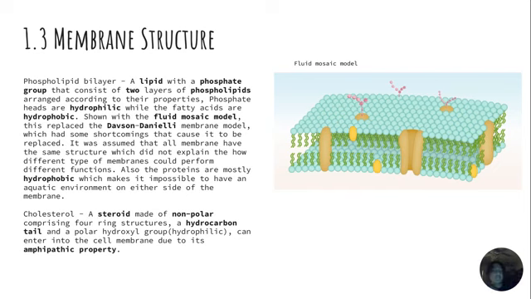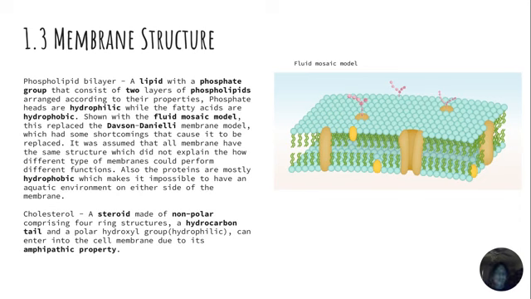This model replaced the Davson-Danielli membrane model because of this older model's shortcomings. It assumed that all membranes had the same structure, which did not explain how different types of membrane could perform different functions, or how most of the proteins were mostly hydrophobic, which would have made it impossible to have an aquatic environment on either side of the membrane.